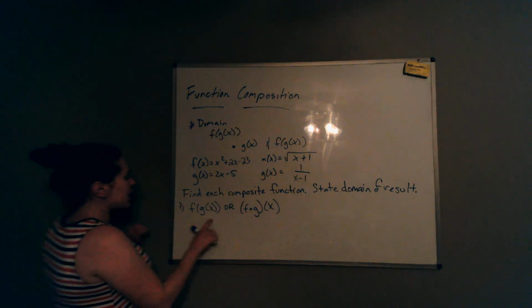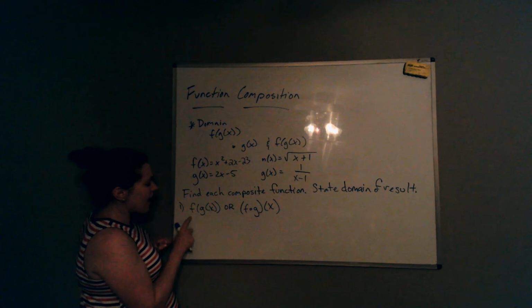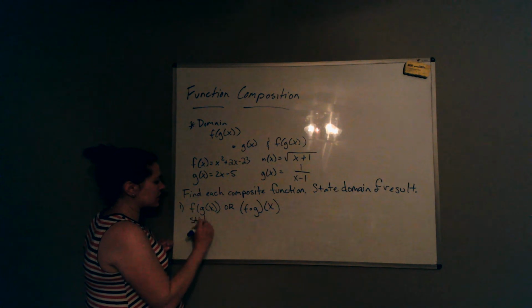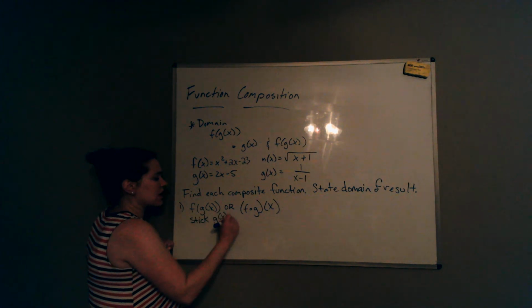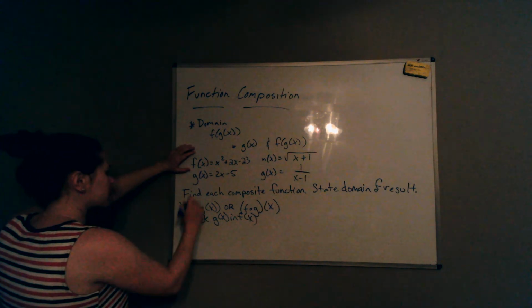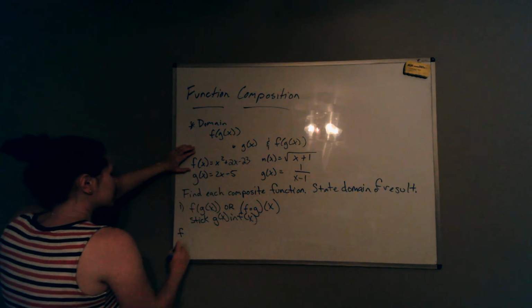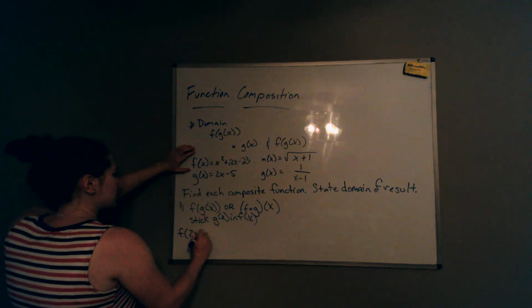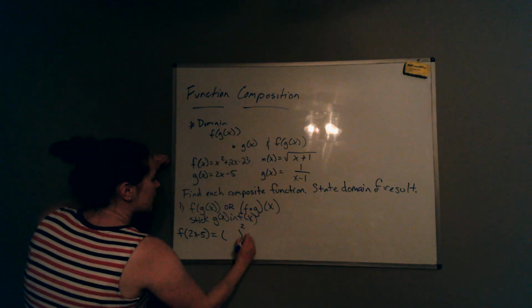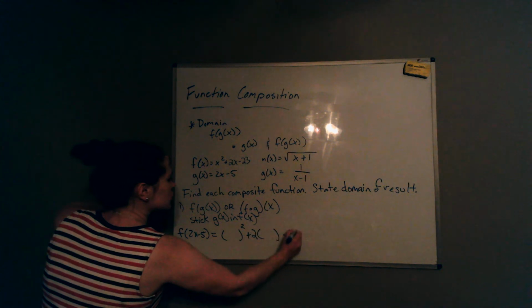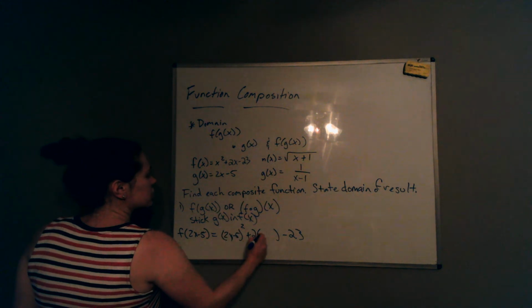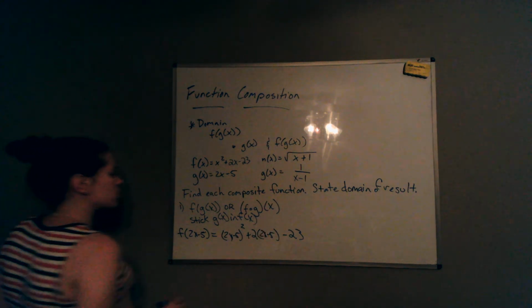Now, what f of g of x means is you're going to evaluate f at g. I like thinking of what am I going to stick in what? I'm going to stick g of x in f of x. So everywhere in f, I'm going to stick in the function 2x minus 5, wherever there's an input in f. I have 2 inputs: an input squared plus 2 times an input minus 23. So that's going to be 2x minus 5 squared plus 2 times 2x minus 5 minus 23.